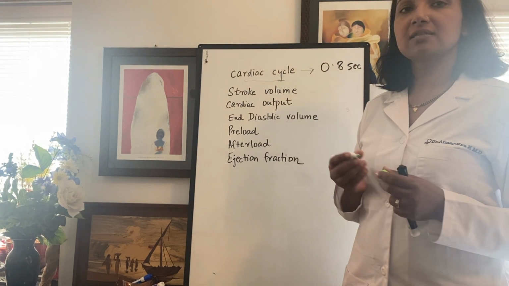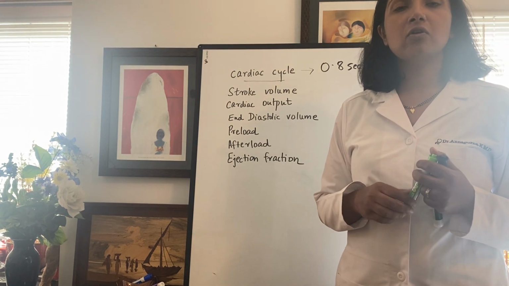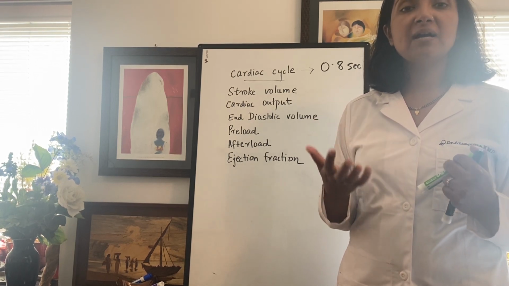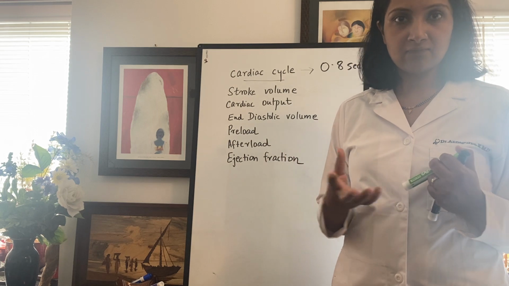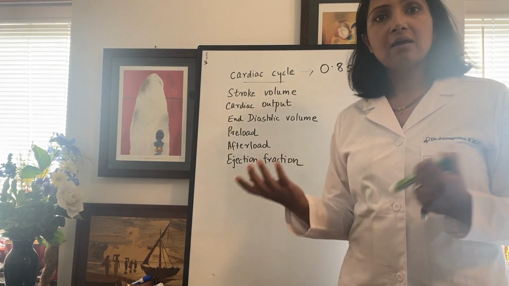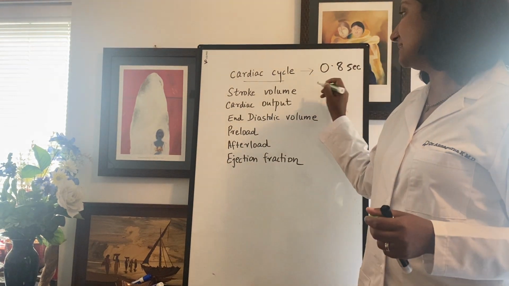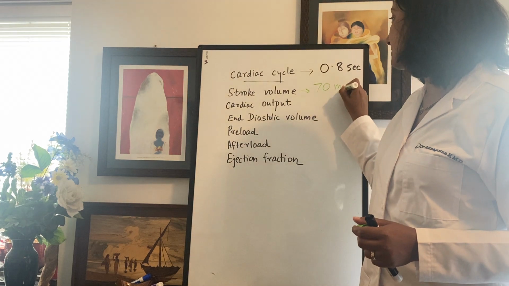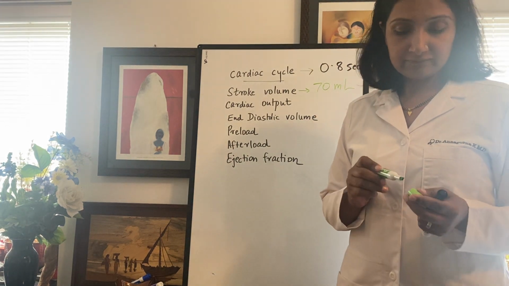Now coming to the next term, stroke volume. Stroke volume is the amount of blood ejected from each ventricle per beat, per heartbeat. That means the amount of blood ejected from the right ventricle and the left ventricle per beat, which is about 70 ml.